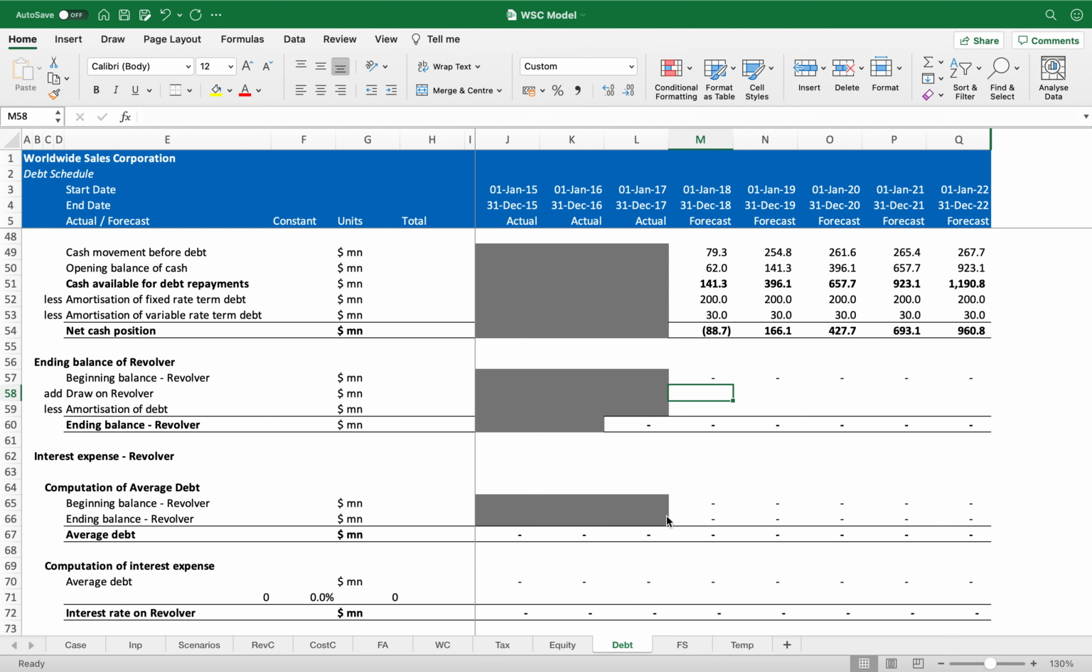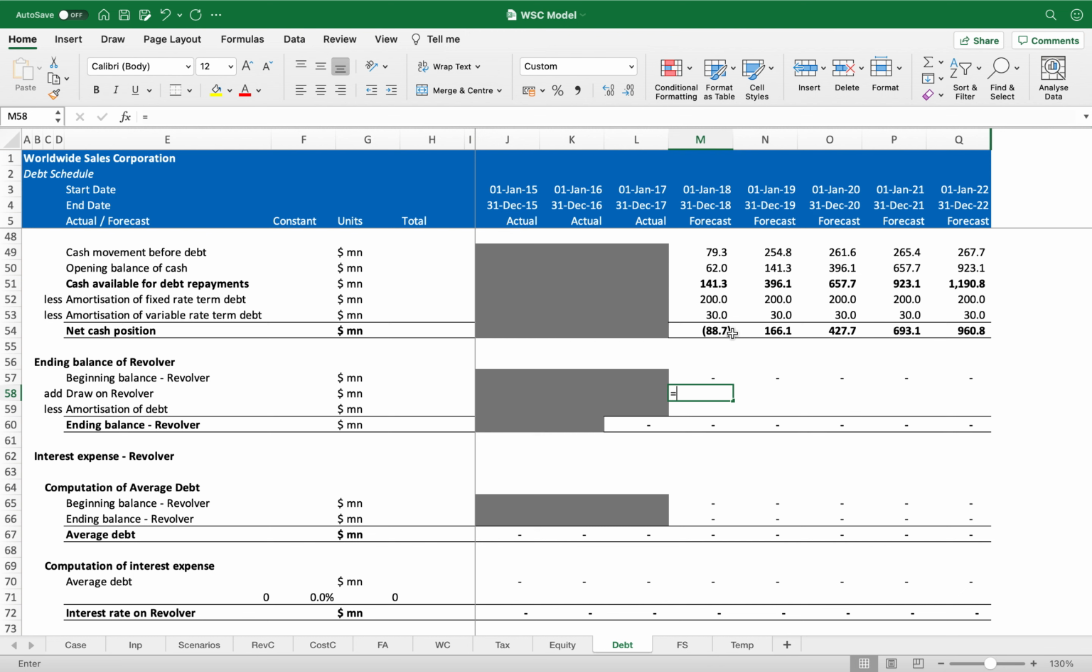How much will you draw on this revolver? The amount of shortfall? How much will you take from the revolver? Whatever is your negative balance here, right? Because that is my cash shortfall. This negative balance is my cash shortfall, right? So this much amount I need from the bank. So this much amount I will draw from the revolver, right?